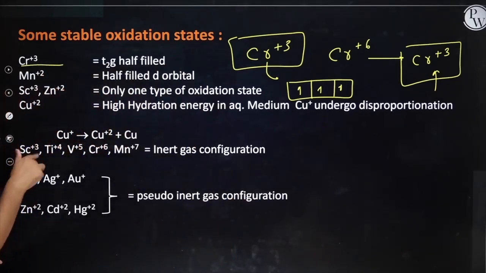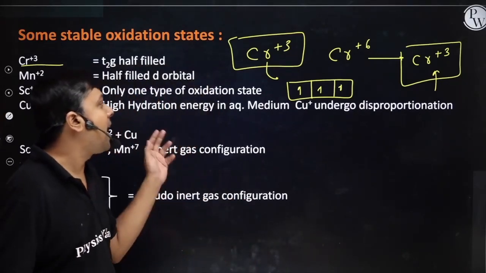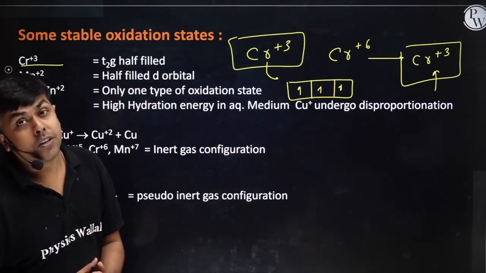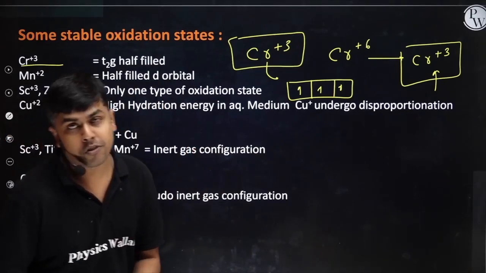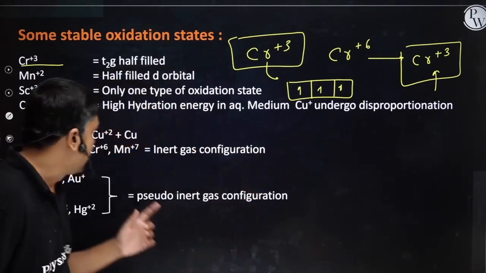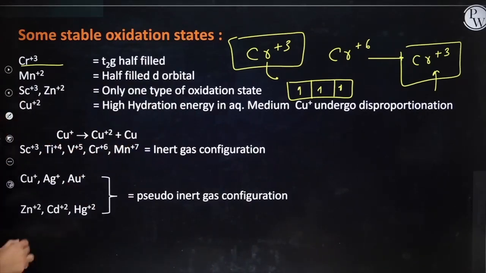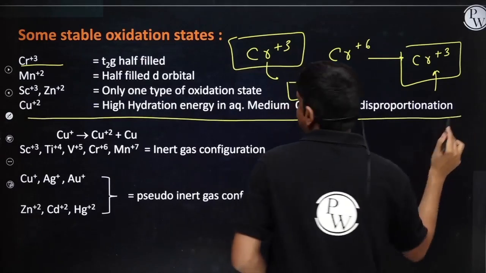Copper plus 2 oxidation state in aqueous form is more stable. Why? Because of high hydration energy. Copper plus 1 readily undergoes disproportionation. It gets converted to copper as well as copper plus 2. I hope these things are crystal clear to you all.